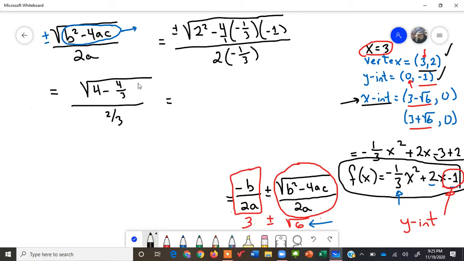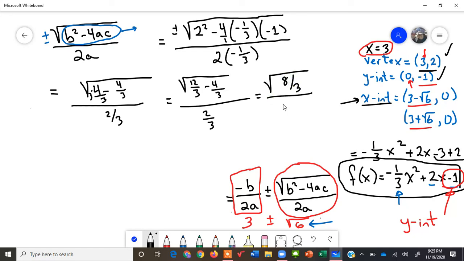Four minus 4/3. Well, to get a common denominator, we get 12/3 minus 4/3, all over 2/3. The square root of 12 minus 4 is 8, so 8/3 divided by 2/3. Okay, so 8 is 4 times 2. The square root of 4 is 2, and 2 stays under the radical. So we have 2 root 2. And this 3 I'll just keep under the radical as root 3.